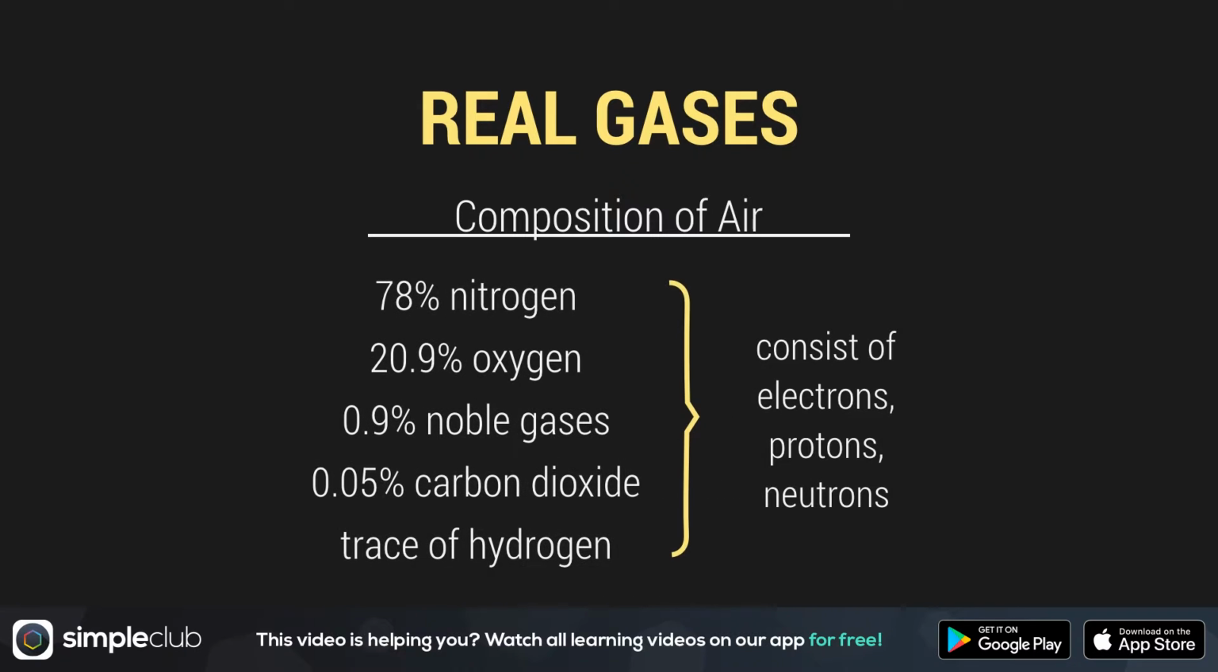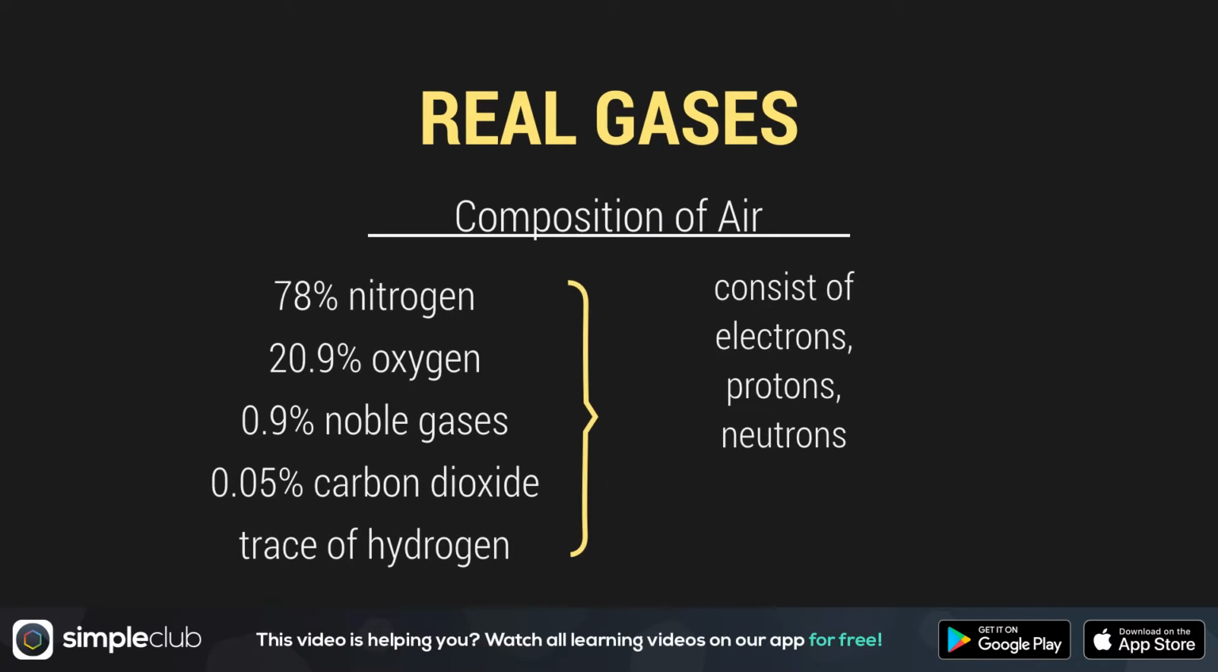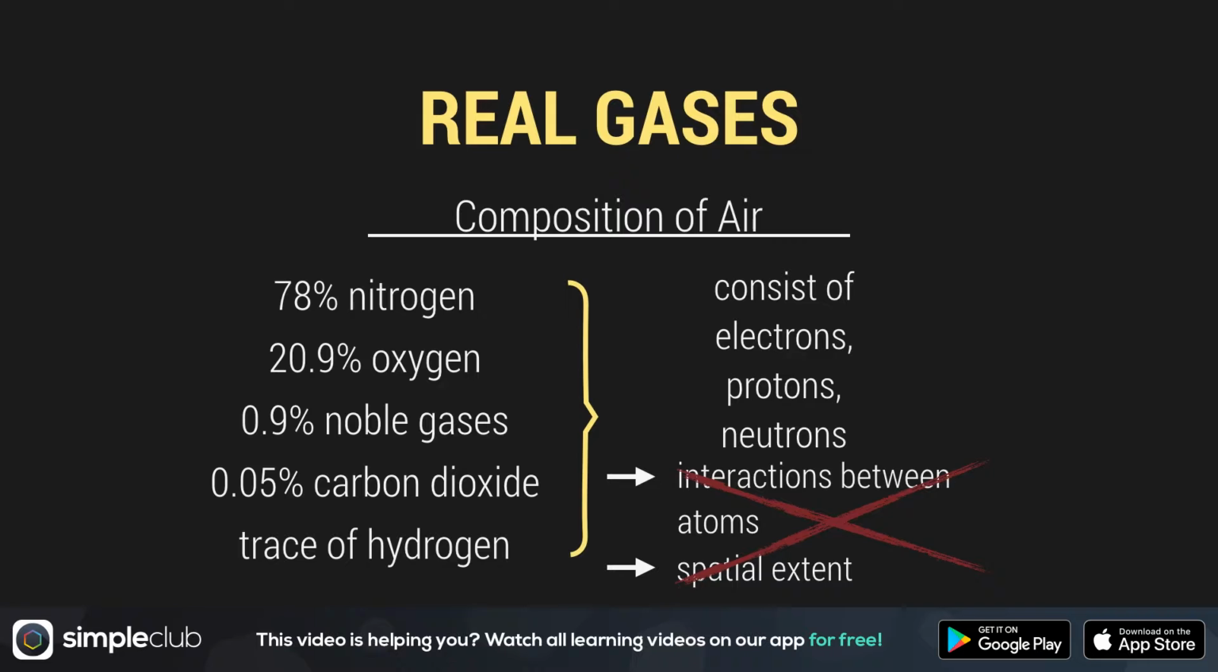Now, these atoms consist of electrons, protons, and neutrons. The electrons spin like crazy, which causes electromagnetic interactions. The atoms occupy a certain space, they attract each other, they repel each other, blah blah blah. For an ideal gas, all these annoying details are just ignored without further ado.